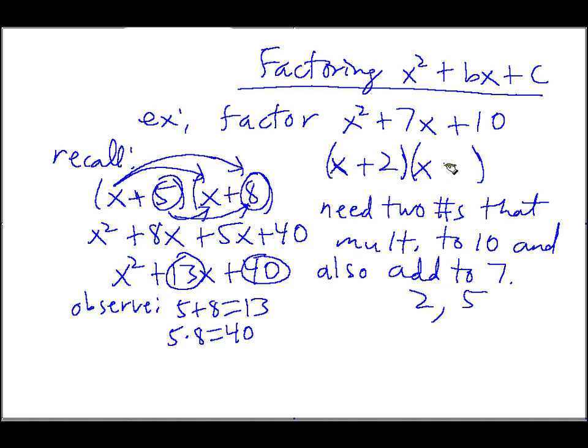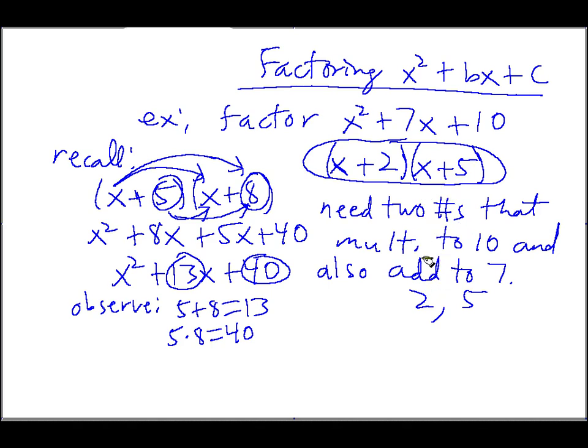X plus 2, x plus 5, right? So these problems aren't too difficult, as you can see, right? So my solution is going to be x plus 2 times x plus 5. That's the factoring of x squared plus 7x plus 10. Right? So these problems can happen very quickly if we can do the mental arithmetic.